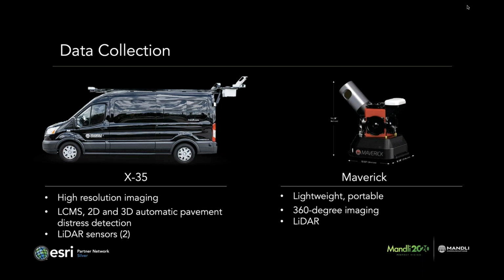On the right is our highly portable Maverick unit, which was developed in-house by us at Mandli. It's about a 3-year-old piece of technology that we developed back in 2016. It's 22 pounds, and we've mounted this thing on ATVs and backpacks, golf carts, even rail cars for a lot of our special projects that we've done here at Mandli.